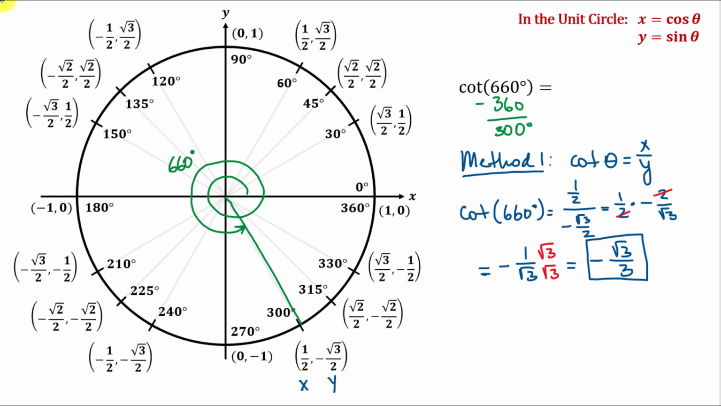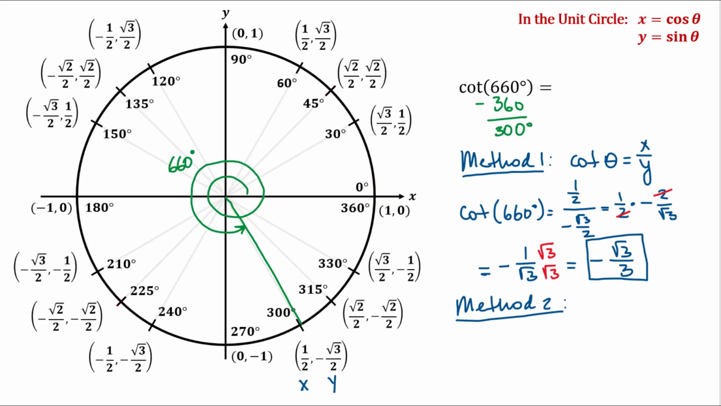That was method 1. As you can see, it's based on the definition of the function, and it involves some arithmetic. Let's look at method 2. With this method, you don't have to do any computations. Method 2 is based on the reference angle. What is the reference angle in this case? Reference angle is always between the terminal side of the given angle and the x-axis, and it always has to be acute, less than 90.